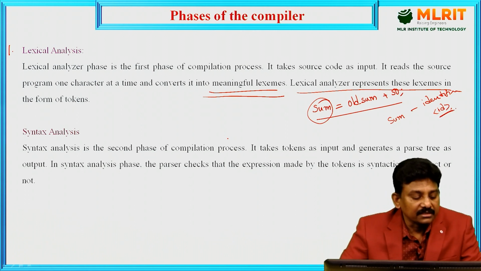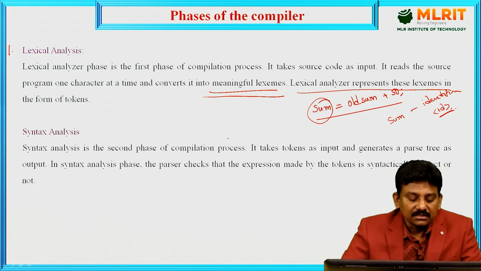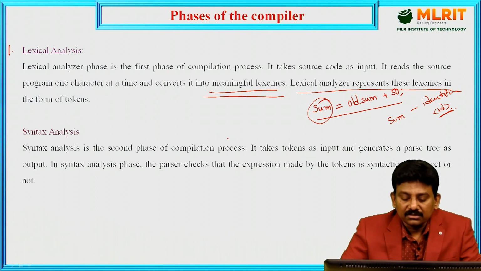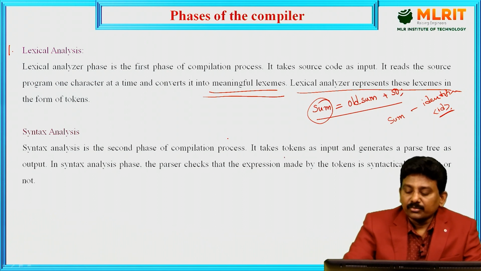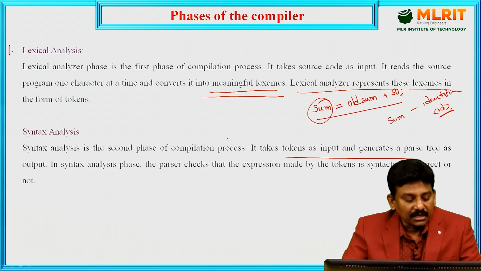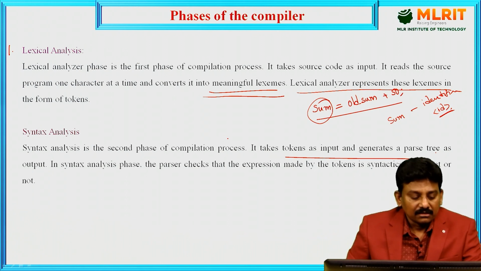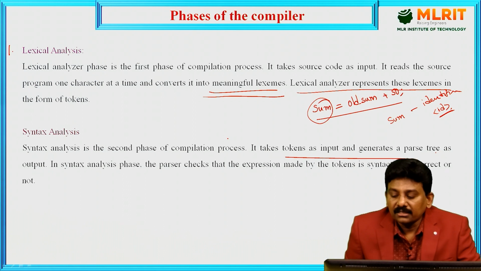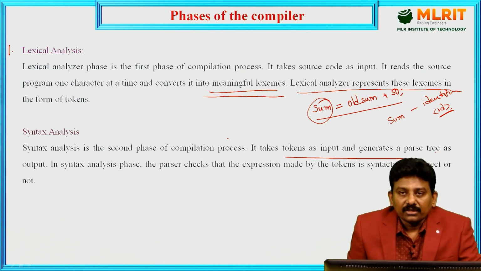Next, syntax analysis. Syntax analysis is the second phase of the compilation process. It takes tokens as input and generates a parse tree as output. In the syntax analysis phase, the parser checks whether the expression made by the tokens is syntactically correct or not. Here syntax analysis takes this sequence of tokens as input, generates the syntax tree and checks if any syntax errors are there.